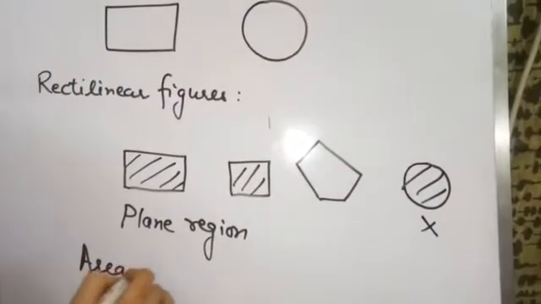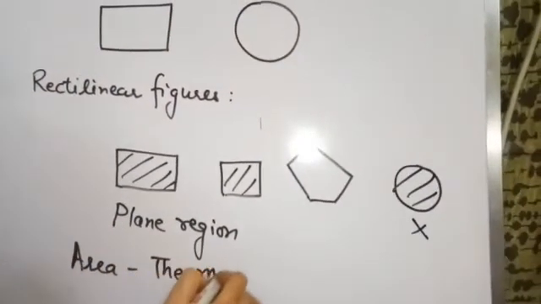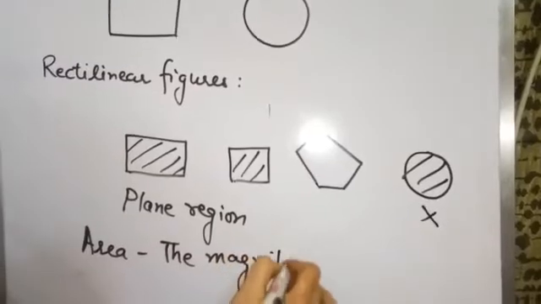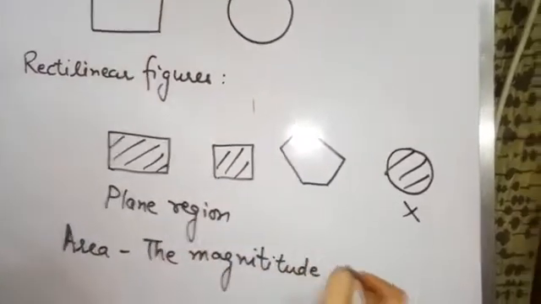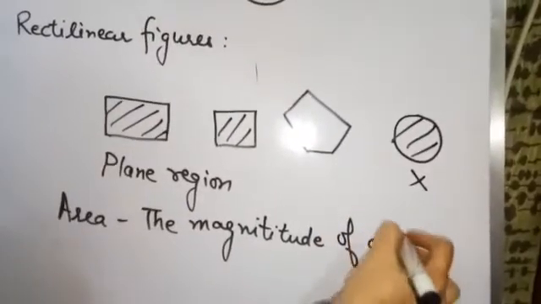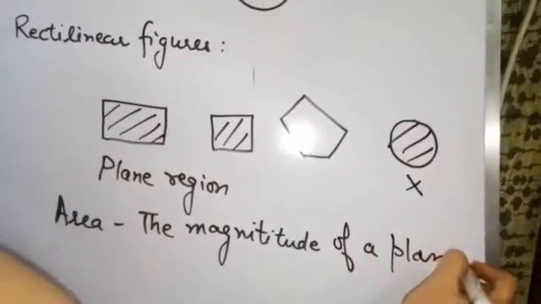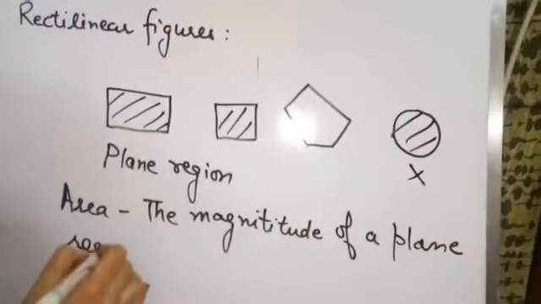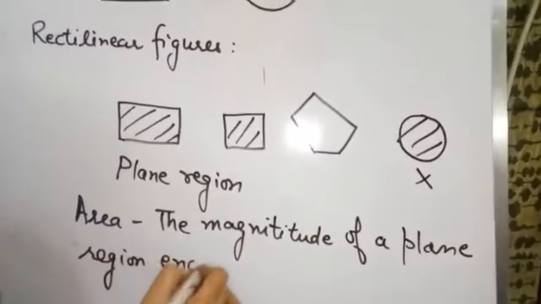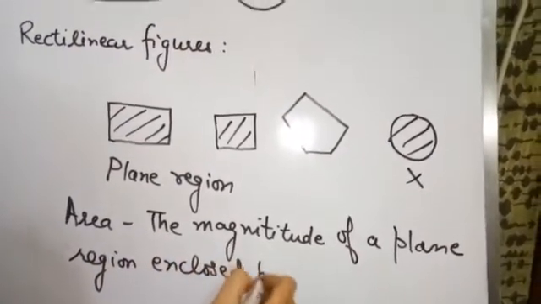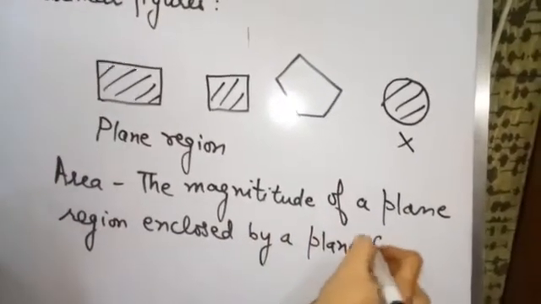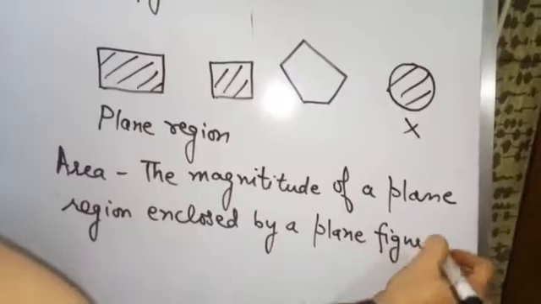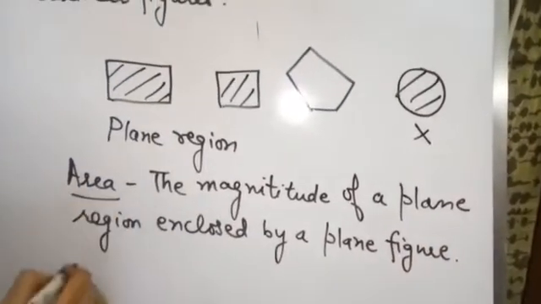What is area? The magnitude of a plane region enclosed by a closed figure is called area. And the next is perimeter.